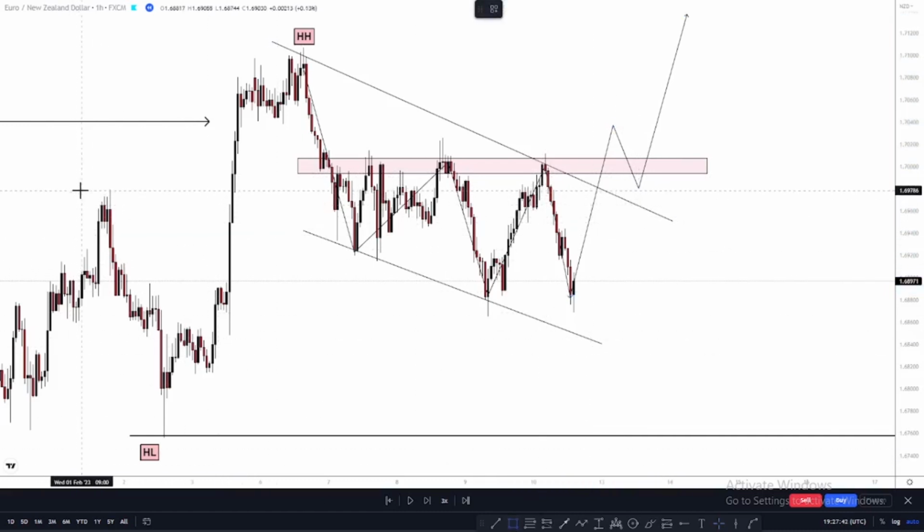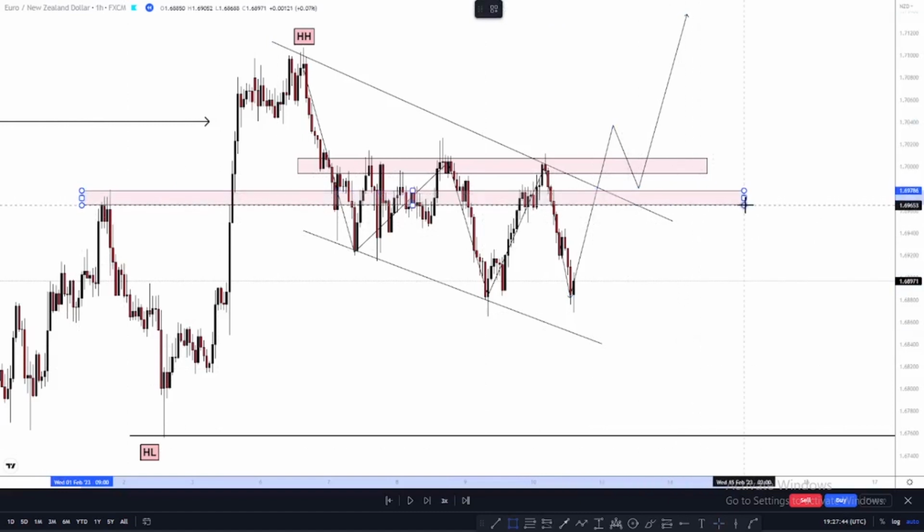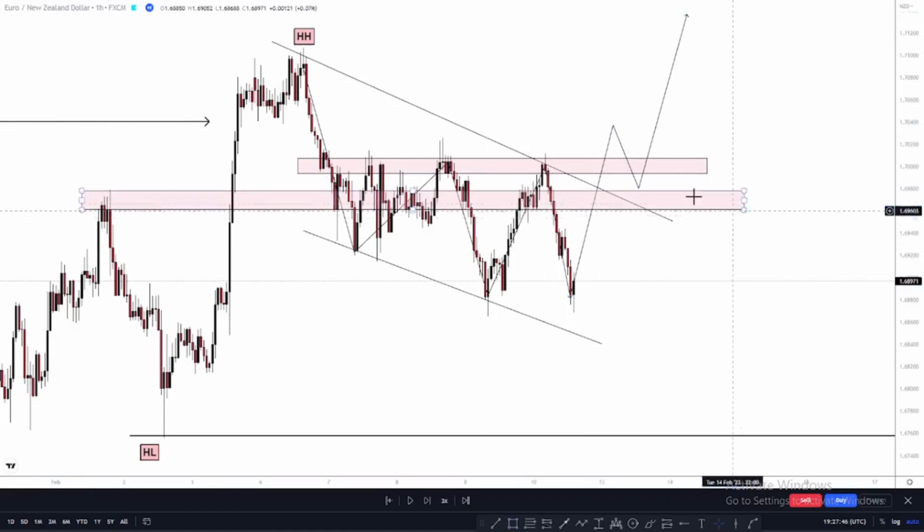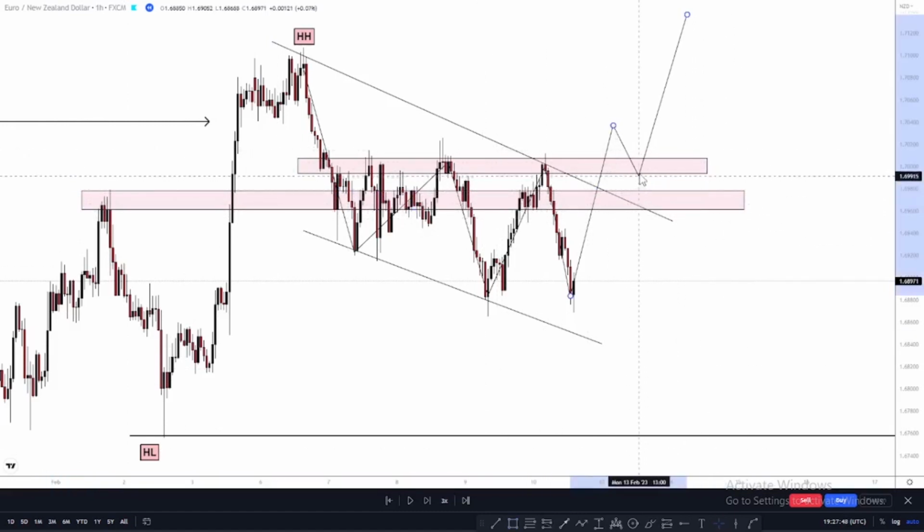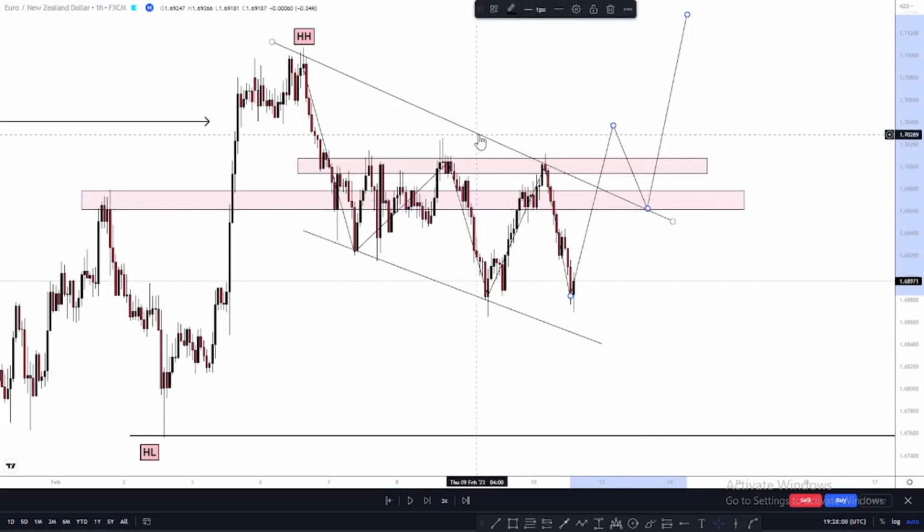In case price fails to retest this first resistance and comes a little bit down, we expect price to retest this resistance too, right here. I think retesting this resistance will be much better because at the same time, we'll be retesting the trend line. Again, we'll be retesting this trend line.